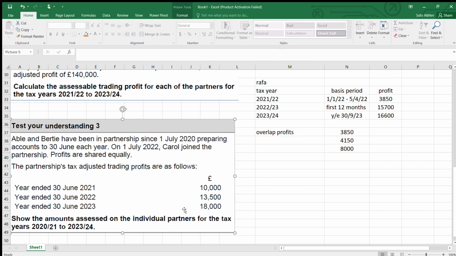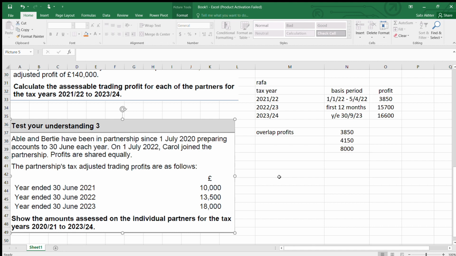And for Carol, here he joins 1st of July. See, he joins at the start, not in between. That's why there will be no issue. So this 18,000 will be divided between 3: 6,000, 6,000 and 6,000. Step 1 is over. Step 2.